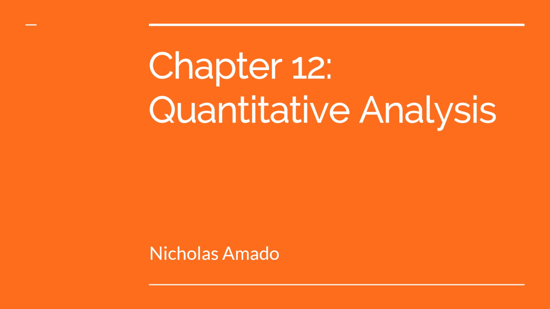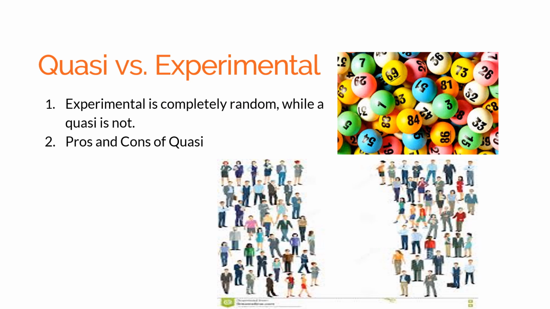So first, let's talk about two different designs: the quasi design versus the experimental design. An experimental design is when subjects are selected at complete random as a control group. For example, if you were getting a population together, you would choose every other person, or you would have them choose a number, and certain numbers get picked as the control and others get used as the variable.